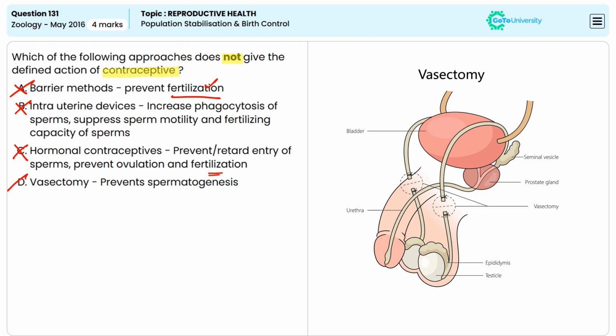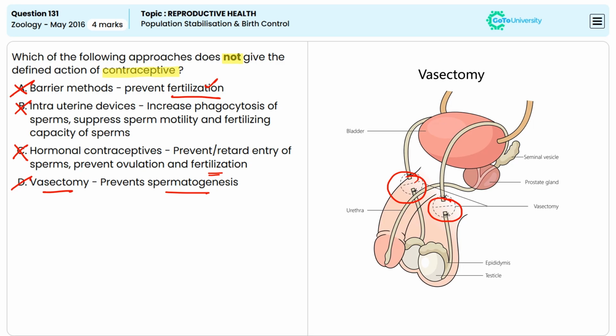Option D, vasectomy prevents spermatogenesis. Vasectomy is a surgical procedure that involves cutting or blocking the vas deferens. It does not affect spermatogenesis, that is the production of sperm.